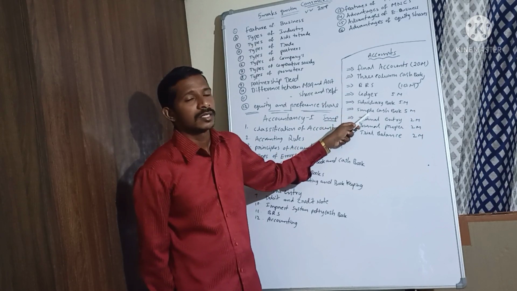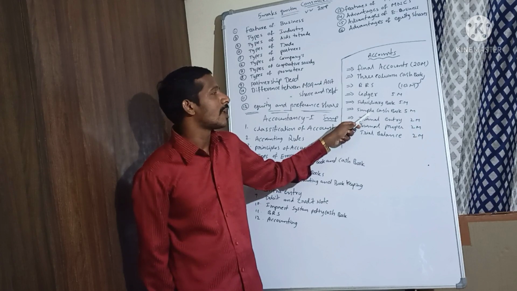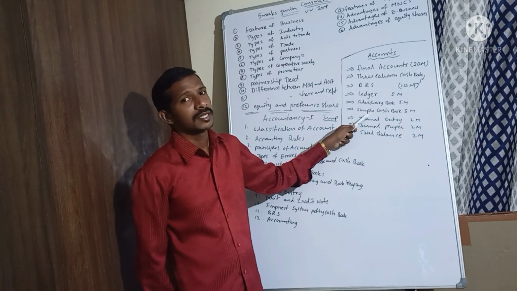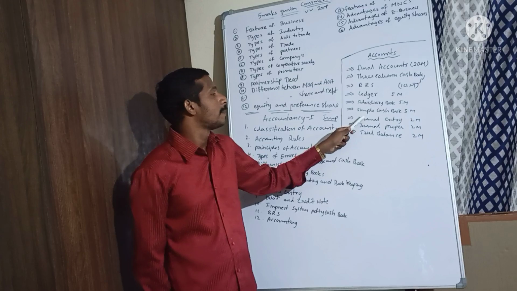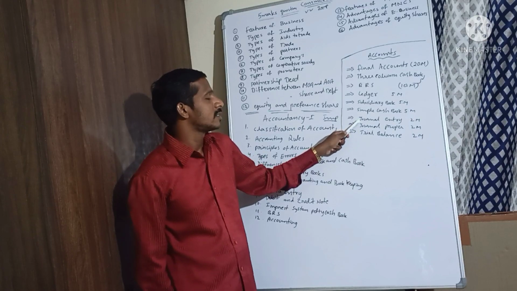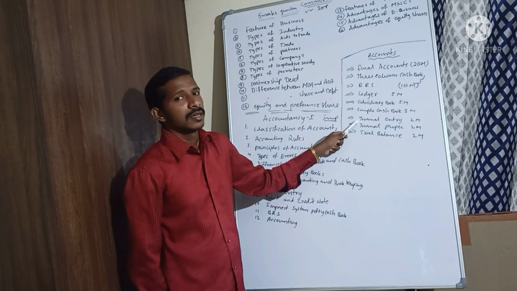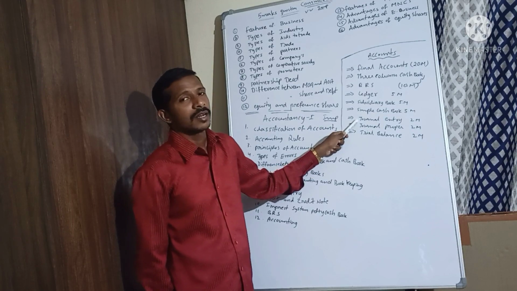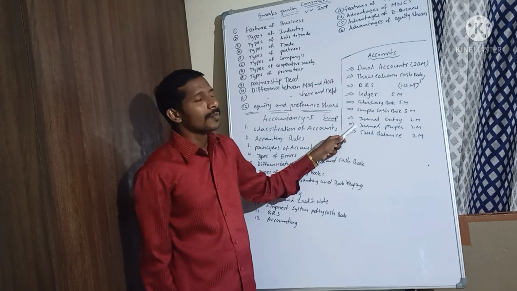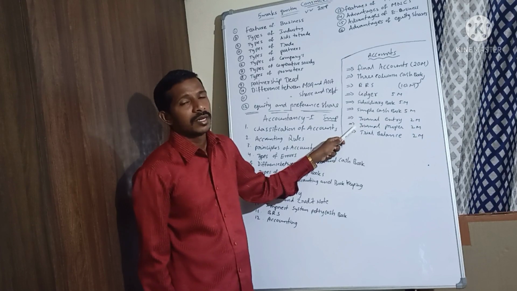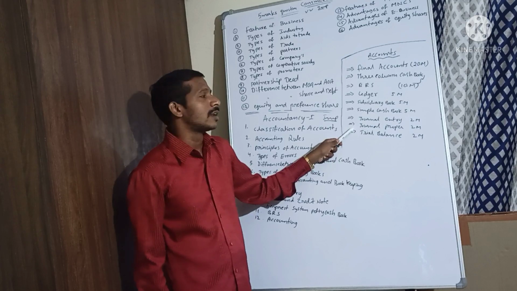Simple cash book. Simple cash book is a single column cash book. All cash receipts on the debit side, cash payments on the credit side. Next one, 2 marks, journal entry. Journal entry we have to prepare and post in the particular format. Journal proper, preparation of the journal proper. It includes the assets and liabilities. Assets minus liabilities equals capital.